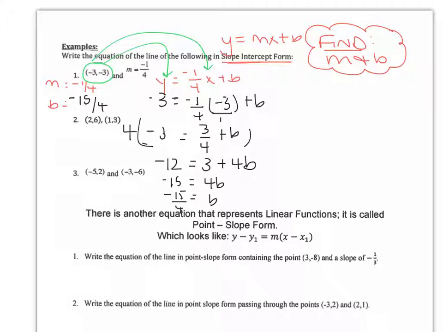I'm not done because I have to write my equation. Y equals negative 1 over 4x minus 15 over 4. And I'm done.